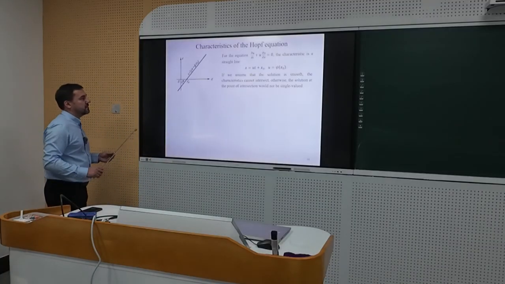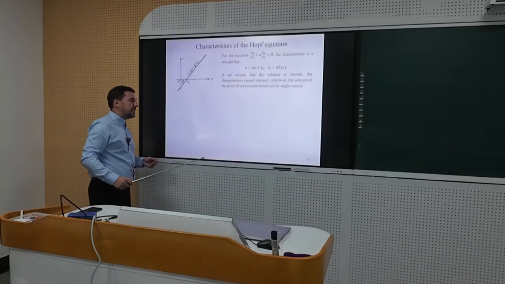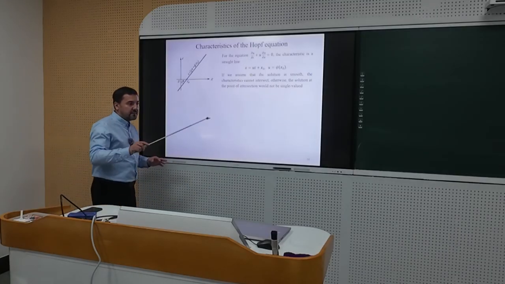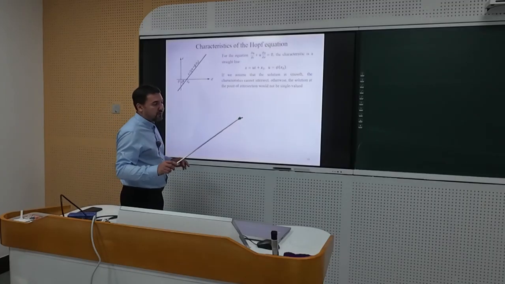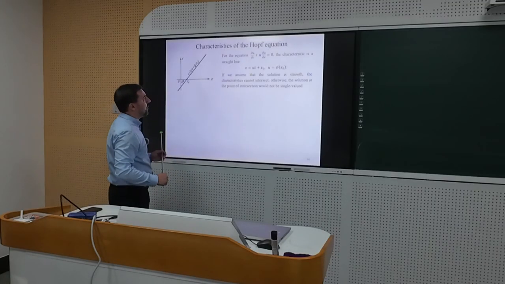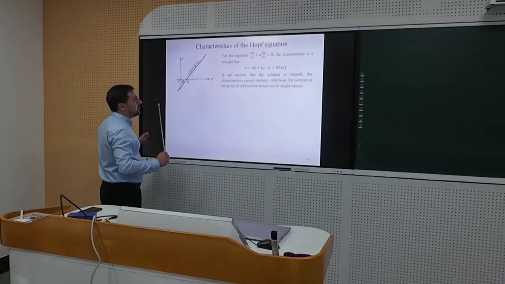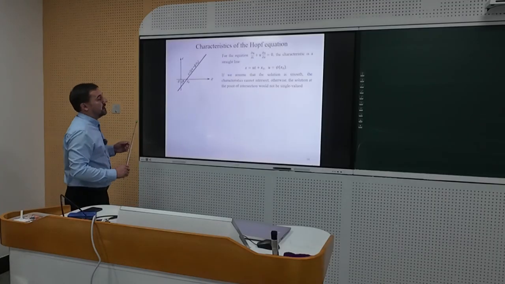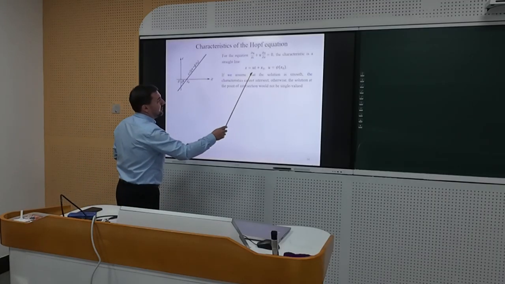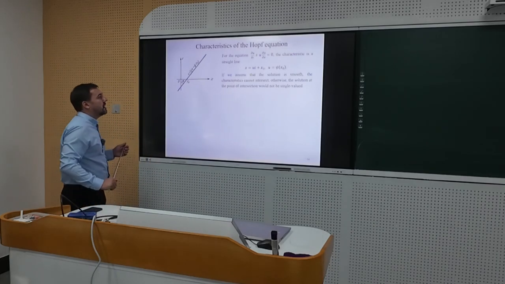Characteristics of the Hopf equation. So once again, this equation is called Hopf equation. If we choose the flux function f of u as u squared over 2, we will get the so-called Hopf equation. The characteristic should be a straight line: x equals ut plus x0.